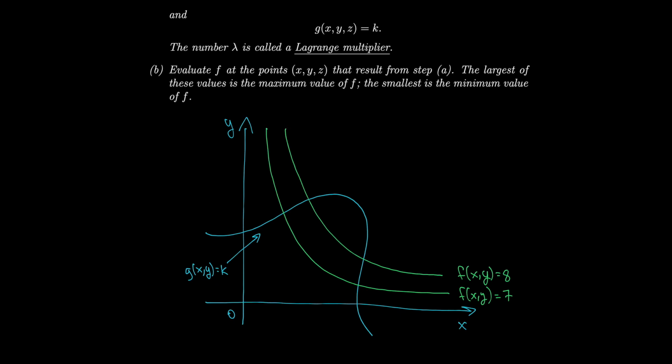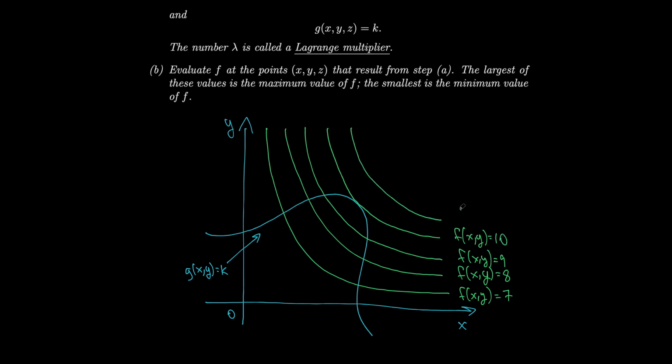And these are all just slices of my surface f of x, y equals z. I'll put another one at 9, another one at 10, and one more at 11. So all of these correspond to constant z values.